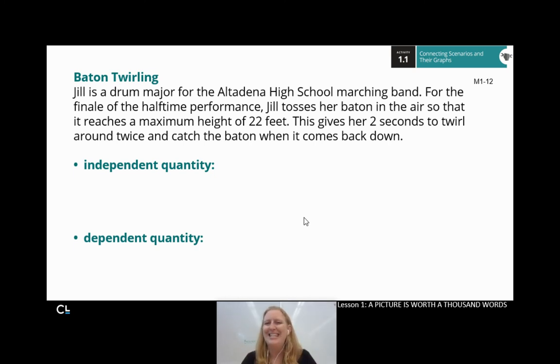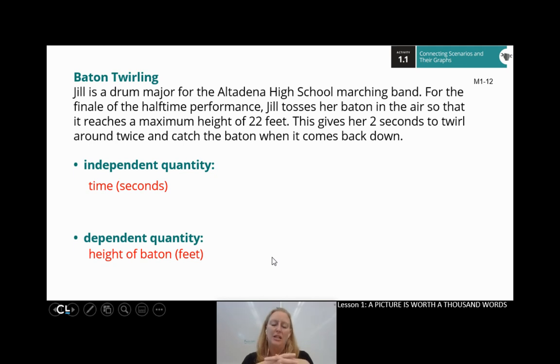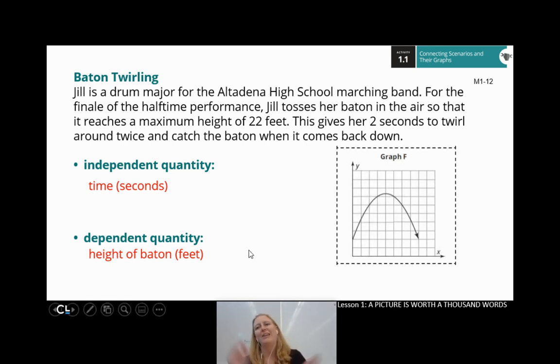Our independent quantity is time, measured in seconds, right? She's got 2 seconds to do her twirl. The dependent quantity is the height of the baton measured in feet, because how high the baton is depends on how long it's been since she chucked it in the air. And I bet you totally figured out which graph this was, right? She threw it up and then it came right back down. So I picked graph F.